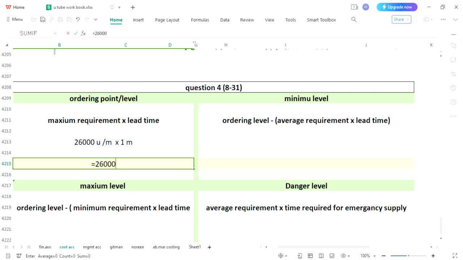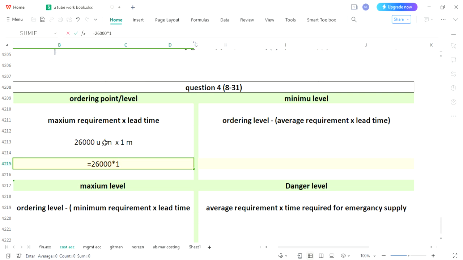Now there will be an objection. In your question, 30 days were written, so why are we writing 1? As I have told you, this requirement is for a single month. So instead of days, you will be writing months. How many months are present in 30 days? We have concluded that 30 days is only 1 month.